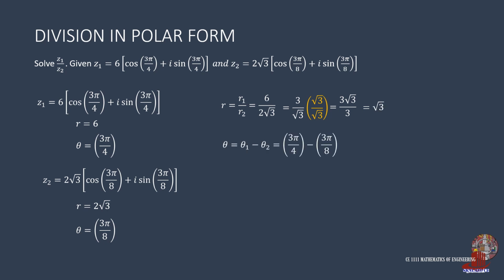Theta is 3/4 of pi minus 3/8 of pi. Make similar denominators with the LCD and transform the first theta into 6/8 of pi. So 6 pi minus 3 pi makes 3 pi over 8. The quotient then turns into root of 3 times cosine of 3/8 pi plus i sine of 3/8 of pi.